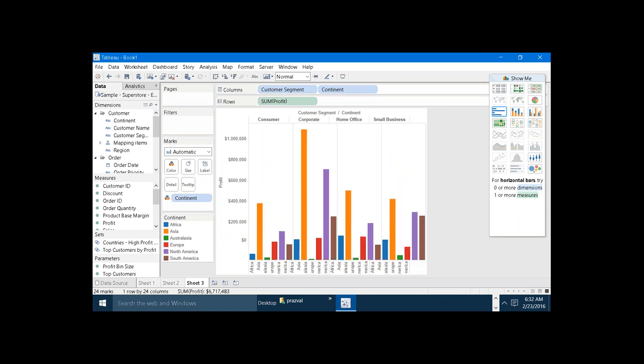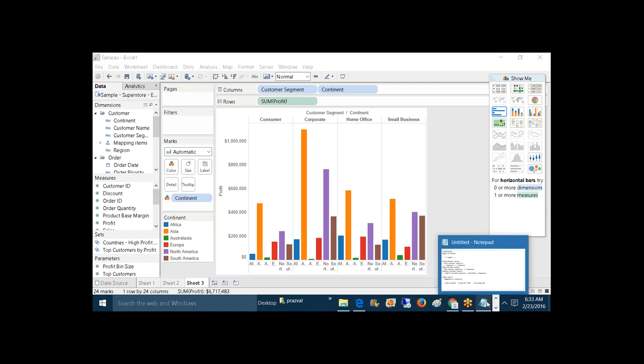So a side-by-side bar chart is nothing but a nested table. It will place one dimension inside the other dimension.